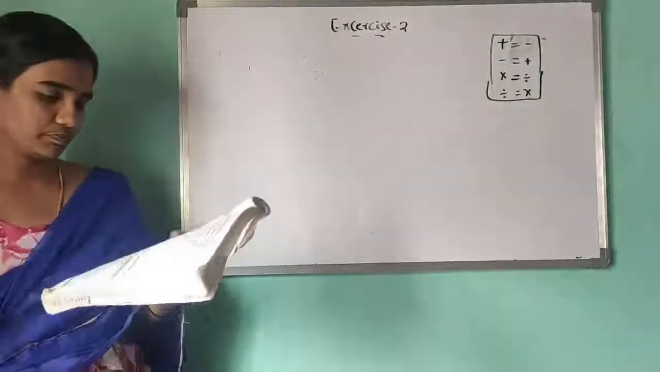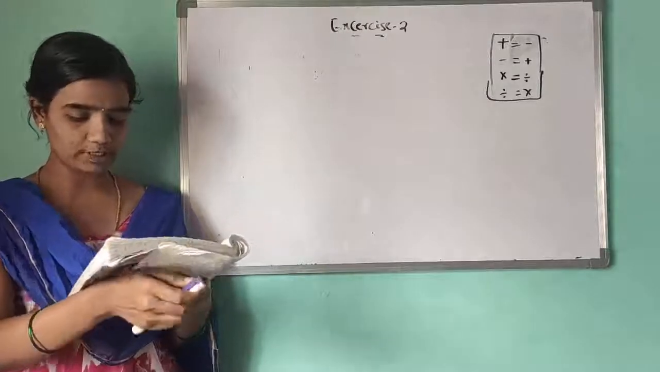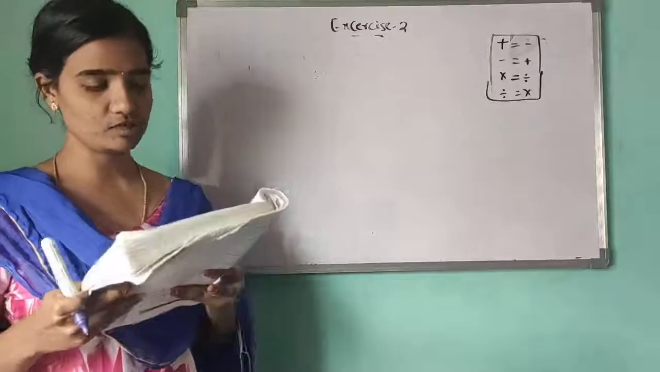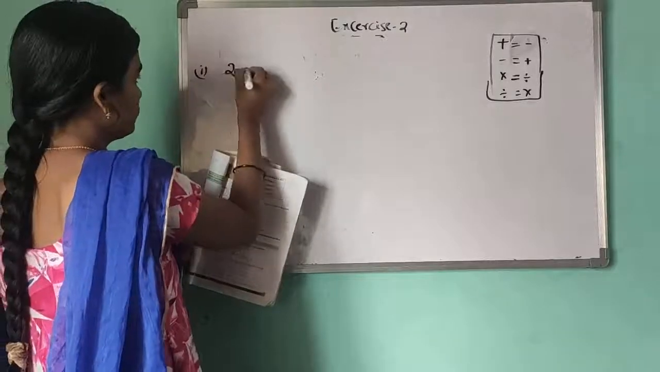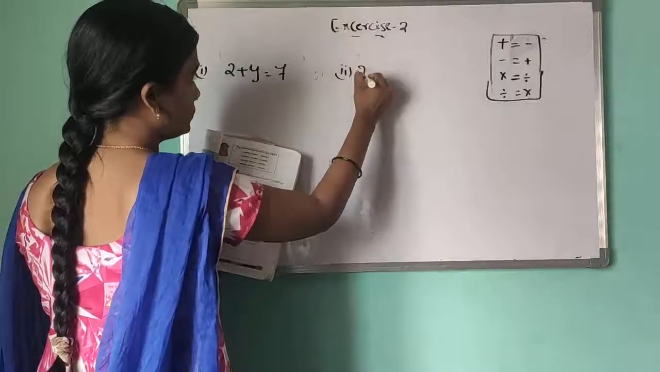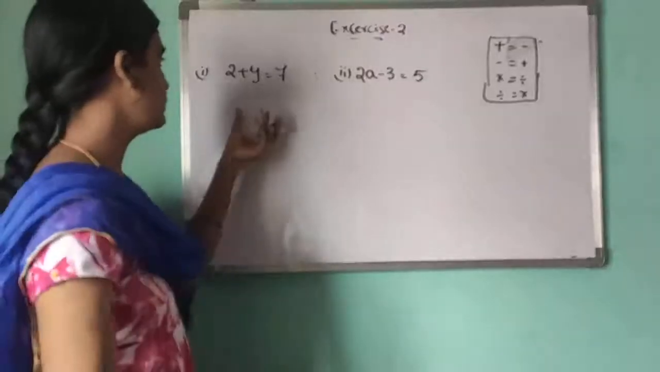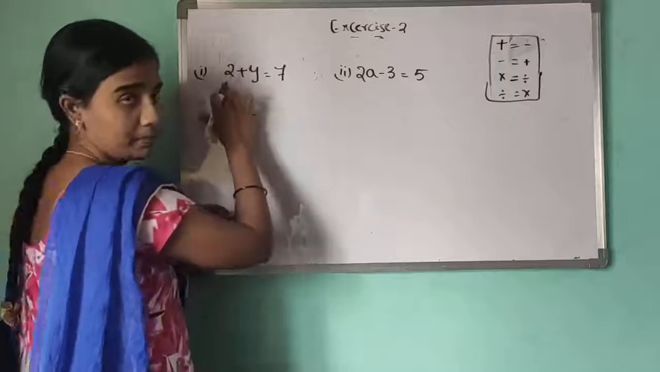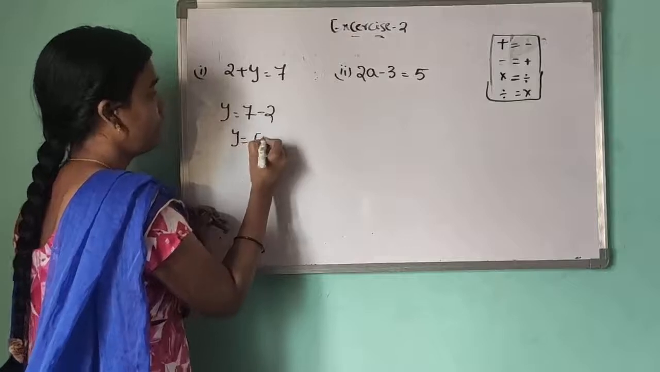Here's the next one. Solve the second one. Solve the following equations by transposing the terms and check your results. Here also the same. What we did in the previous first one, in this also we can do the same. First one, 2 plus y equal to 7. Second one, 2a minus 3 equal to 5, right? Here in this we have to find the y value. So y equal to 7 minus 2. Therefore the y equal to how much? 5, right?